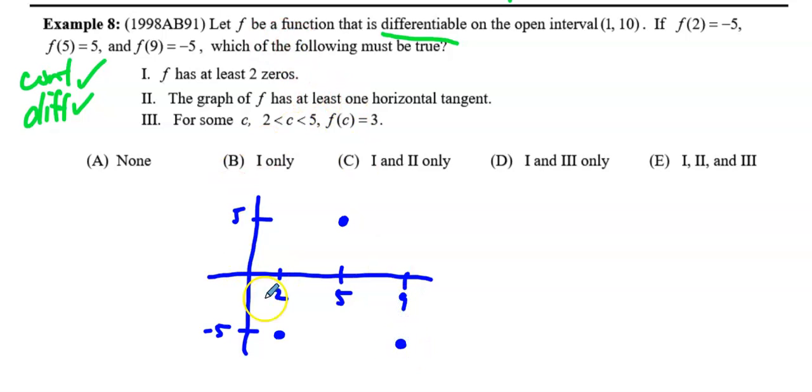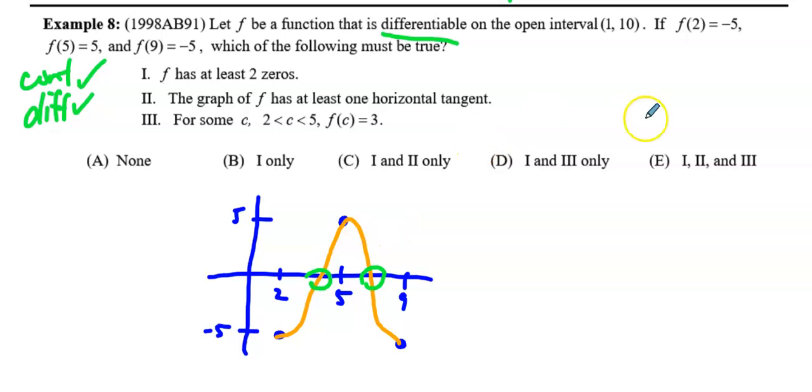And so I know that this, again, is a continuous function, and it's also differentiable. So I know that from 1, I don't know what's going on with this, but at least I know this graph looks something like this, right? I've got to be able to connect these points because it's a continuous function. So f has at least 2 zeros. Well, that's absolutely true. There's a 0 here, and there's a 0 here. And that's why IVT works.